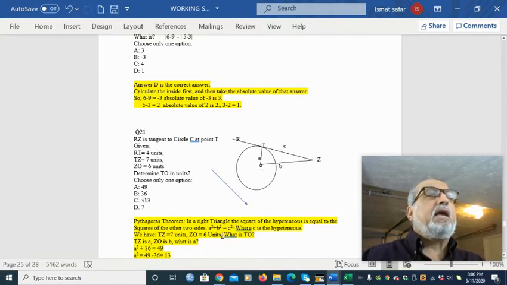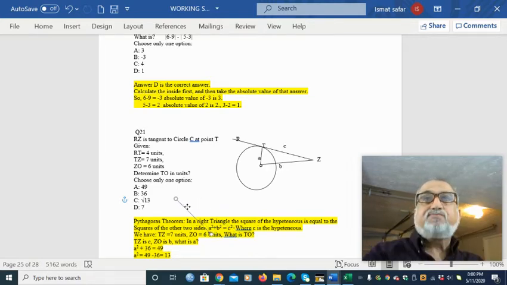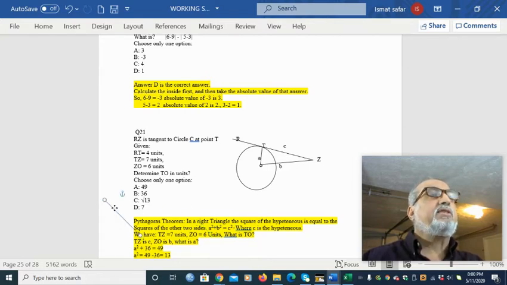So it says a squared plus b squared equals c squared. We have b and we have c, and then we square them, and then we will have the a squared component of the formula, and then we just solve it. Very easy. So TZ equals 7 units, ZO equals 6 units. So what is TO? This one here, TO, which is A, right? Okay, let's do it step by step.